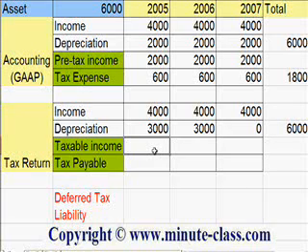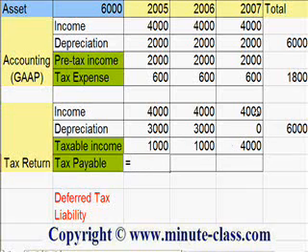Because of this accelerated depreciation, you will see that the taxable income is going to be less than the pre-tax income. The first year is only 1,000. The second year is also 1,000. However, for the last year, the taxable income is 4,000. So you see that by accelerating the depreciation for the tax purpose, we pay less tax in the beginning years, but we pay more in the final few years.